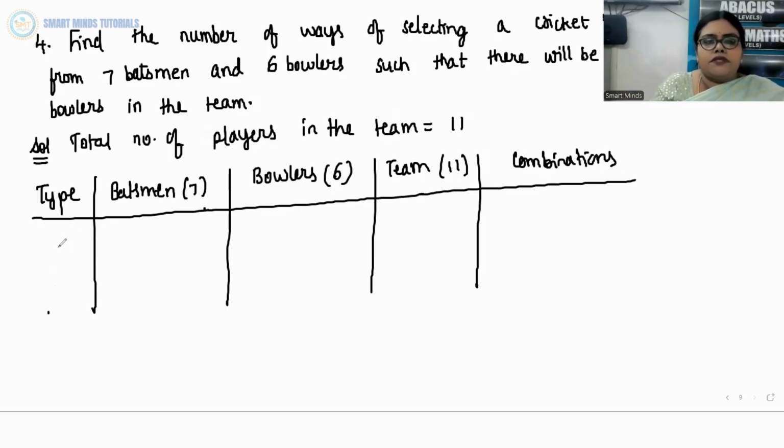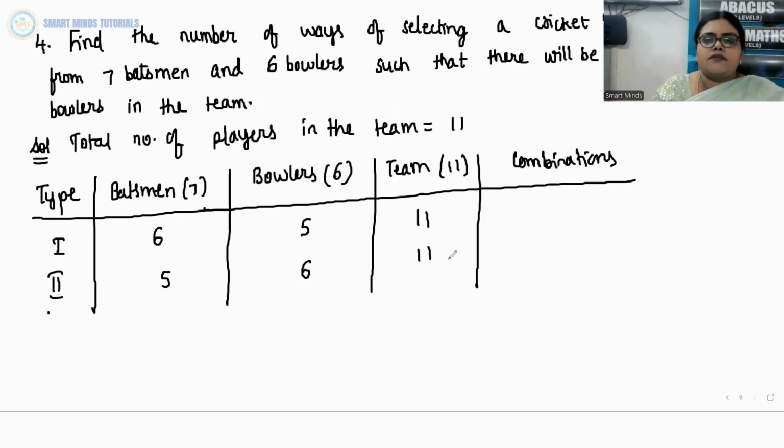So there are 2 types we get. The condition is at least 5 bowlers. At least means minimum. So either you can take 5 bowlers or 6 bowlers, because maximum you have 6 bowlers. So you cannot take beyond that. And if you are taking 5 bowlers, how many batsmen should we take? We should take 6 batsmen because we need to make a team of 11 players. And if you are taking 6 bowlers, we need to take 5 batsmen because we need to make a team of 11.